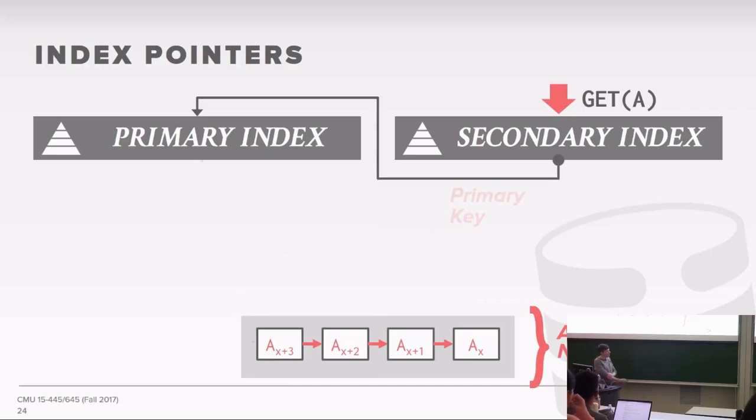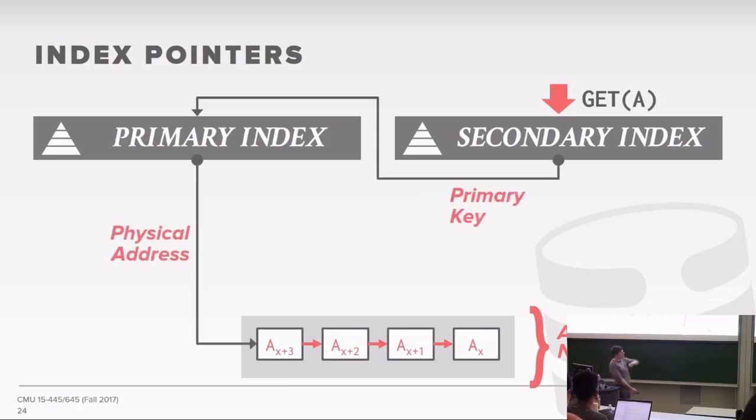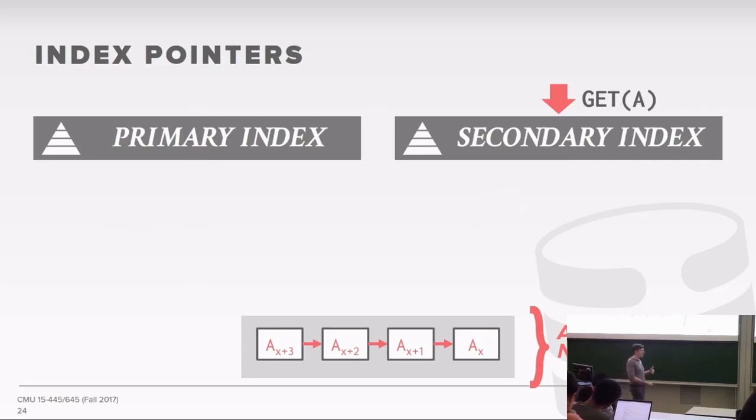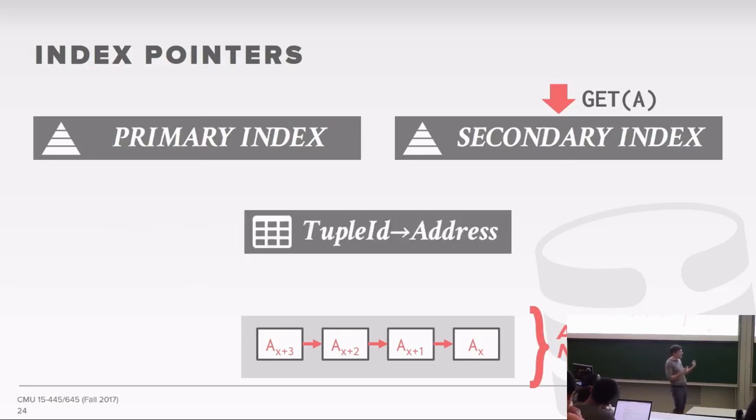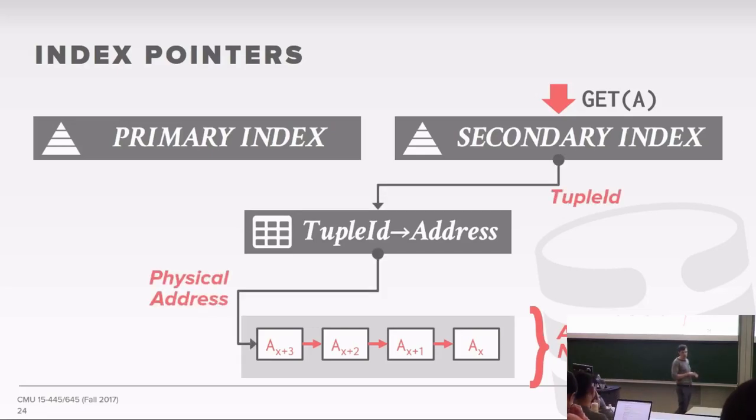The alternative is to have the secondary index store the primary key, and then we do a lookup in the primary key index to get the physical address, or we have some additional mapping that says for a logical tuple ID, here's the physical address for it. And this could be like a hash map or something like that.